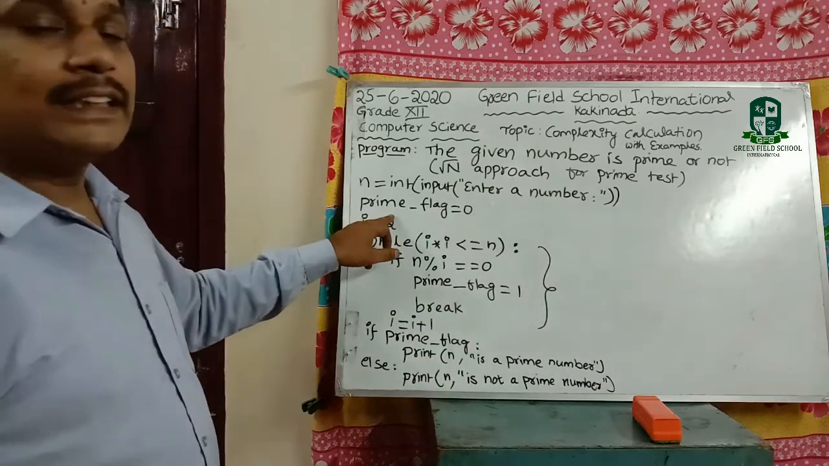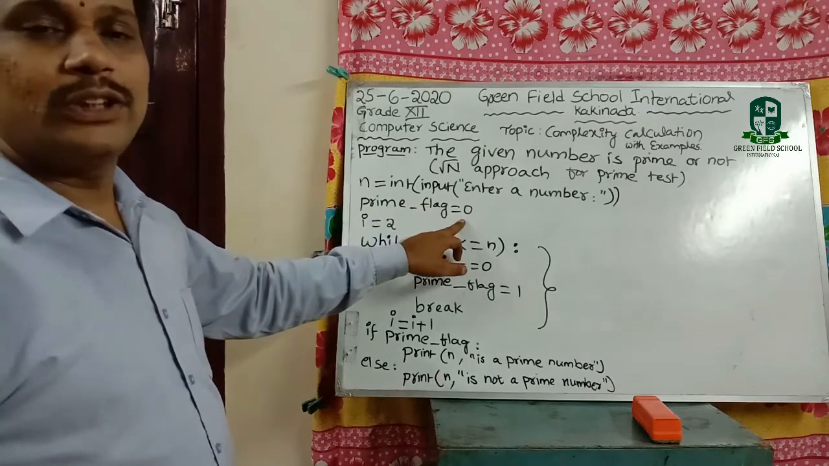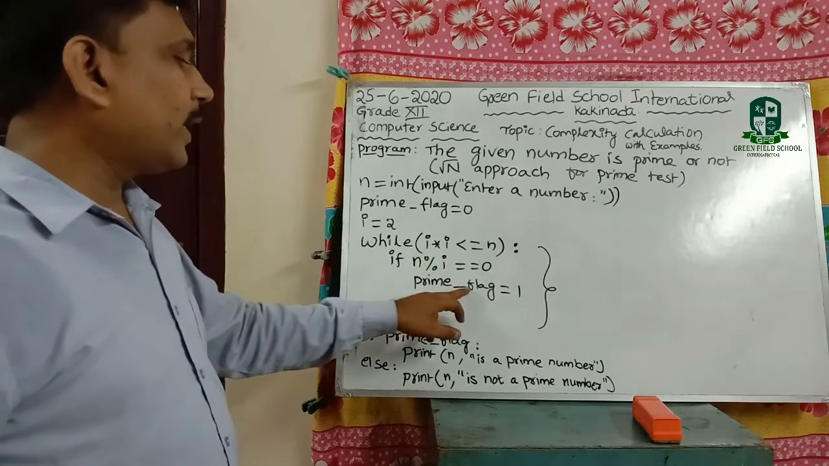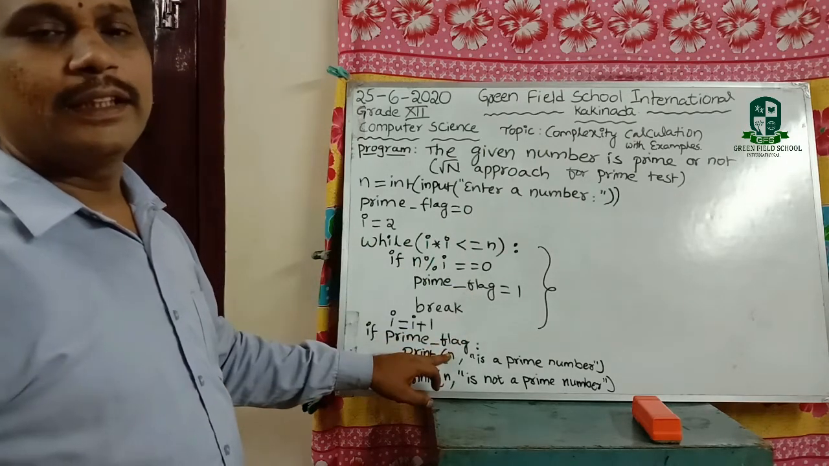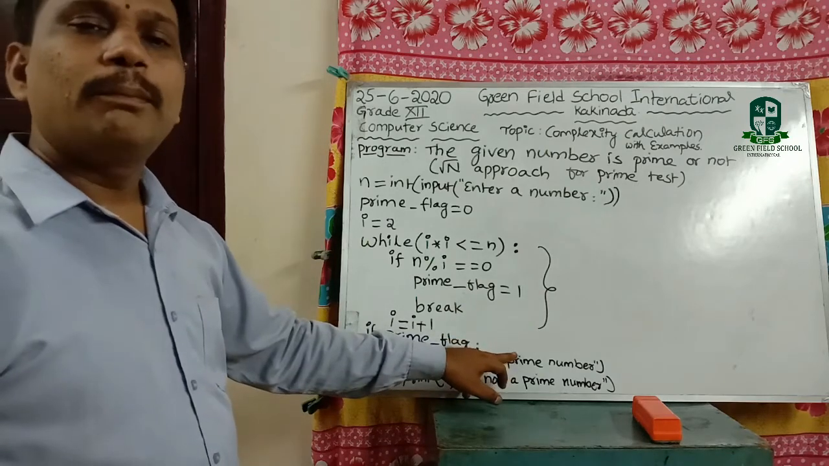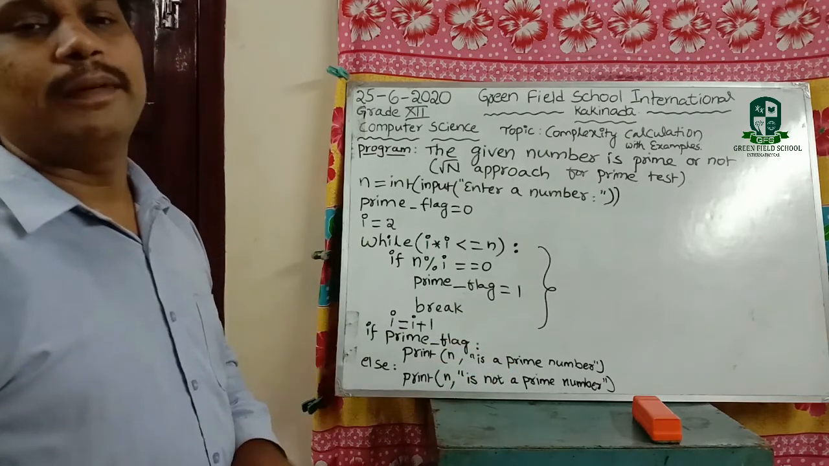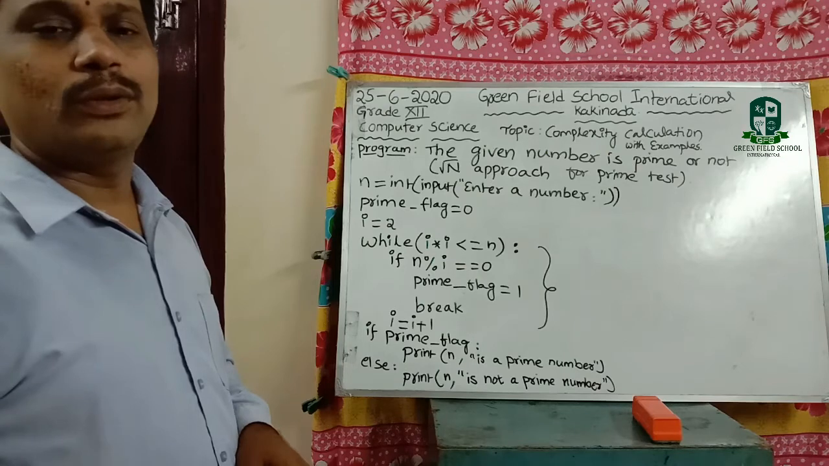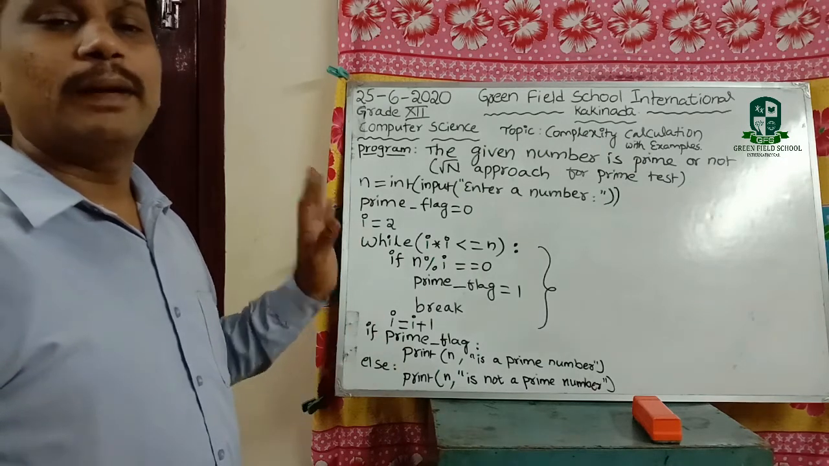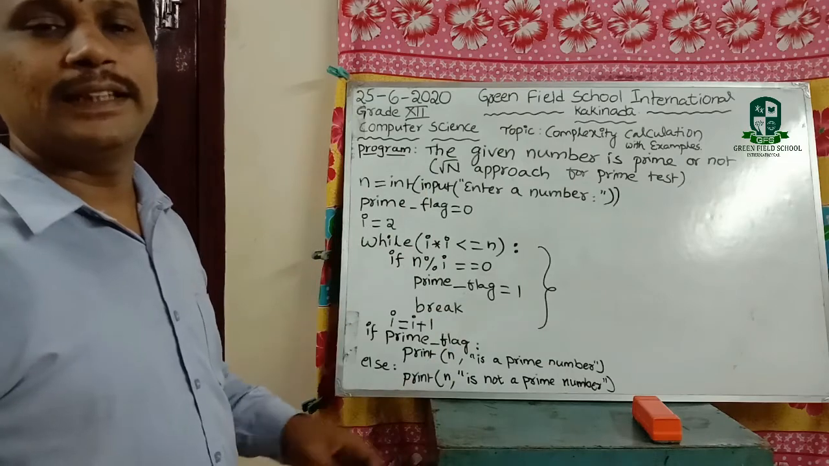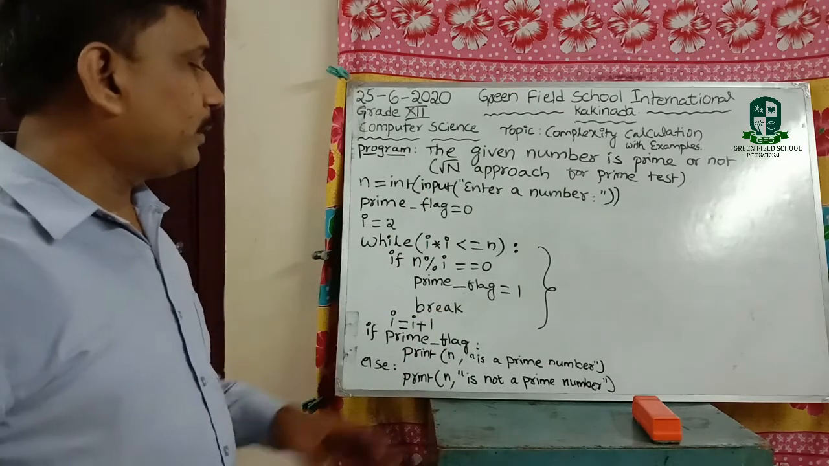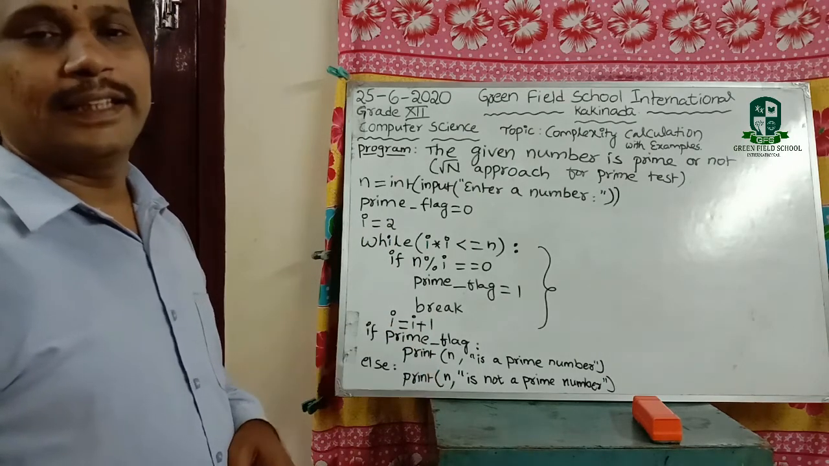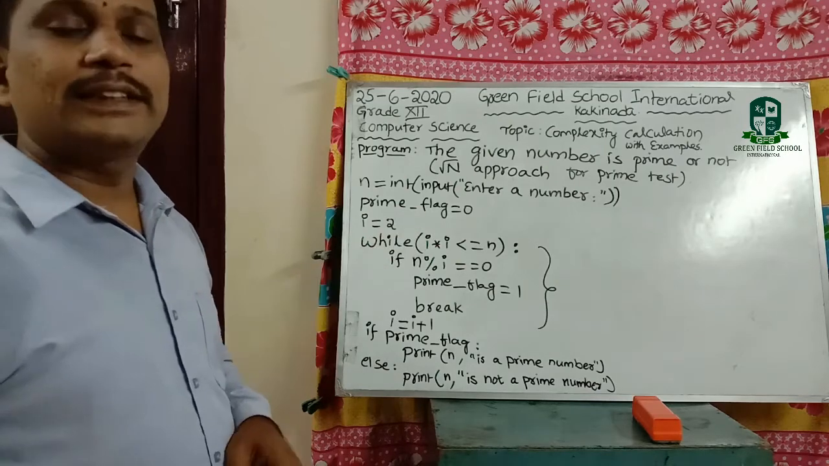See here, prime, last class we discussed the prime flag is also 0. This time we set the prime flag to 0. When the prime flag is 1, the number is a prime number; otherwise it is not a prime number. Initially we set the prime flag equal to 0, which means we are considering it as a prime number. Then we decide whether the given number is prime or not depending on the logic.